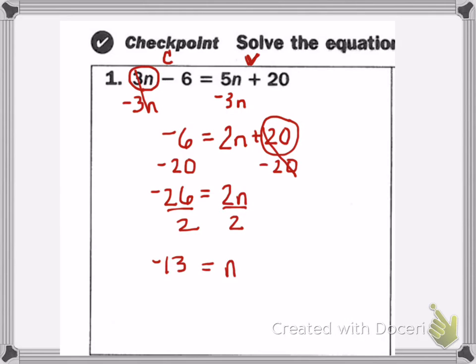Now we should check our solution. So I'm just going to make a little section here for my check where I'm going to write the original equation, and then wherever the n is, that's where I'm going to plug in negative 13.